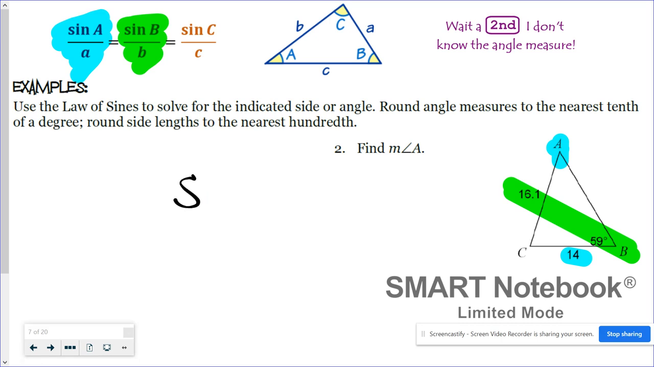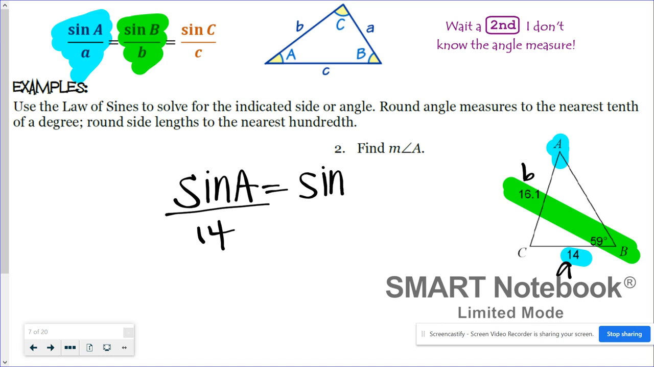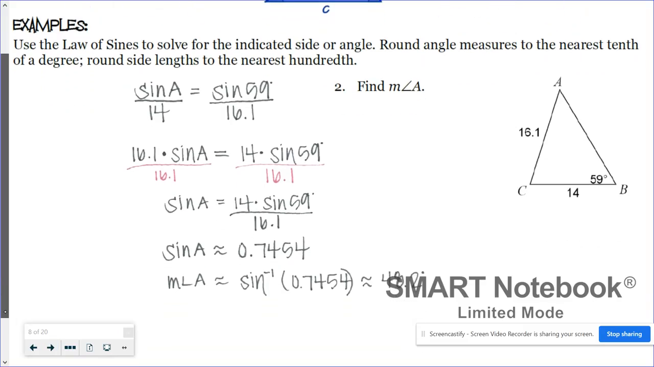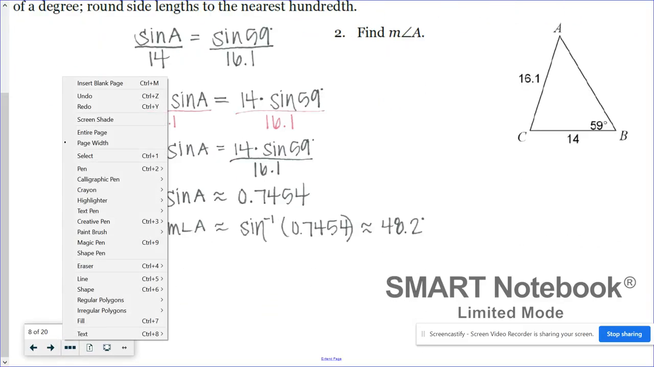I'm going to have sine of angle A divided by side A, which is 14, and this is going to be equal to sine of angle B. Angle B is 59 degrees, divided by side B, which is 16.1. This is my initial equation. From here, I simply want to cross multiply and go about solving in that manner. That is exactly what I did.